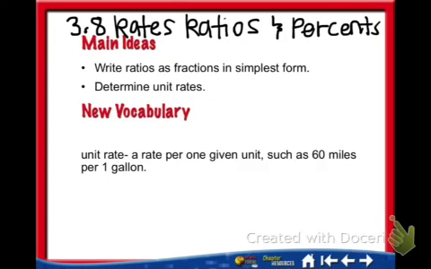Lesson 3.8, Rates, Ratios, and Percents. The one vocabulary word that we should have written down is a unit rate. A rate per one given unit, such as 60 miles per 1 gallon.